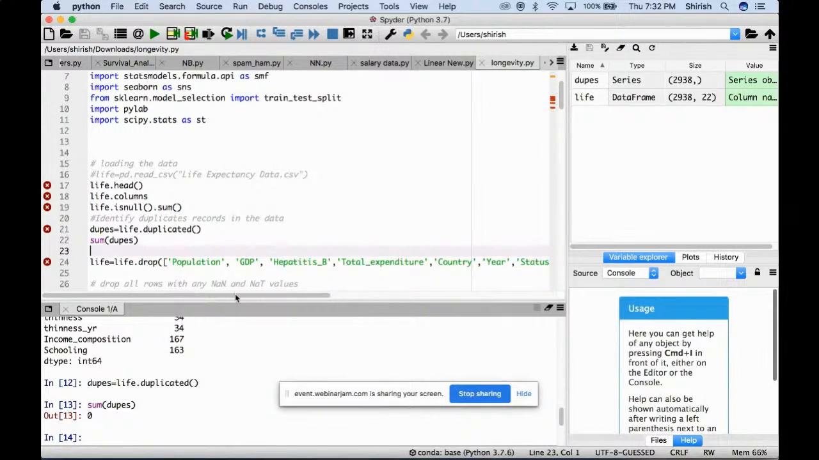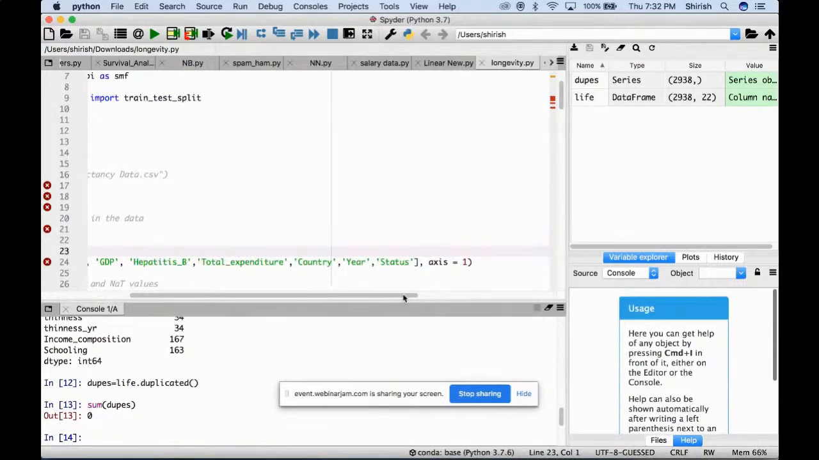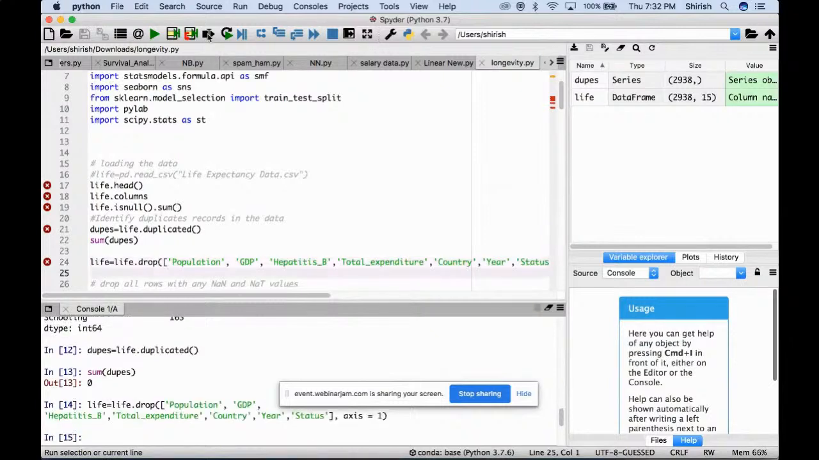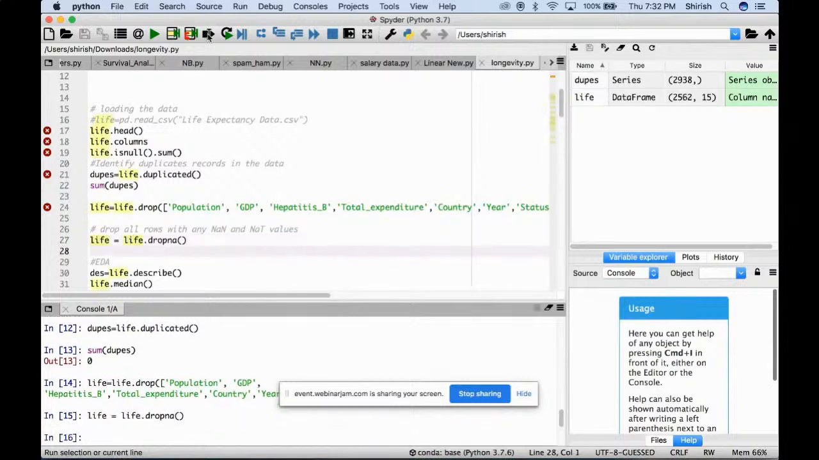Right? So for my data set, I feel that population, GDP, hepatitis, expenditure, country, year and status are not required for me. So what I do? Simply drop. I didn't do any type of analysis on that. I simply feel that these are in no way important for my prediction of life expectancy. So I'm dropping all those columns. Suppose you have any observation missing, that I also want to drop, because that has a very good impact on your output, that is, on the accuracy of the model building, I can say.